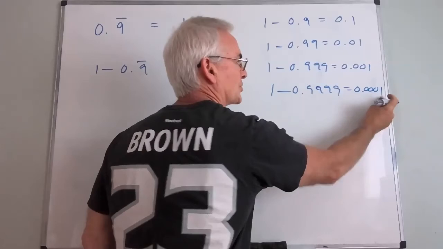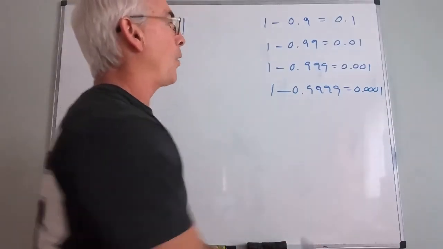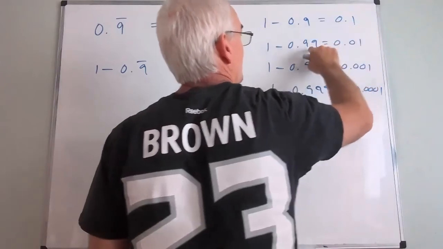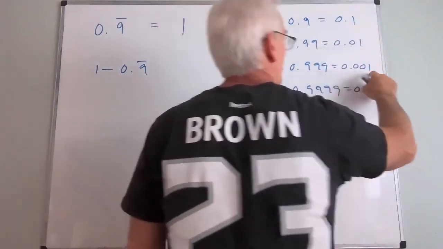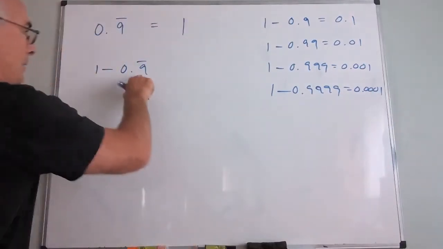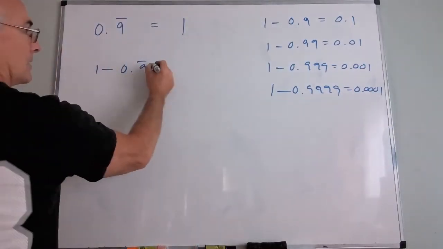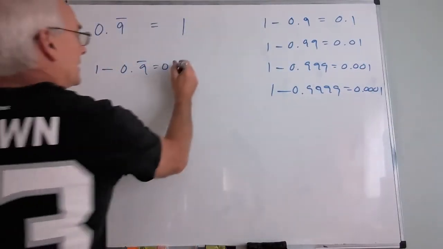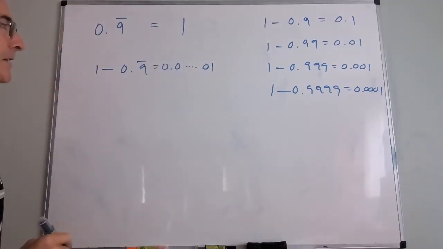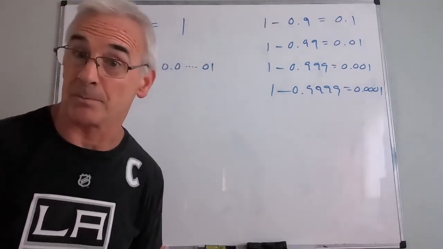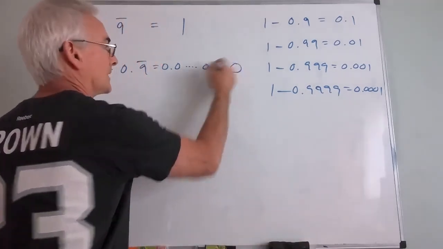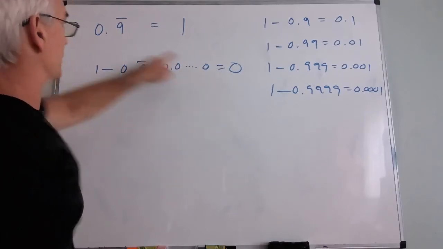when does the first 1 show up? When I had 1 nine after the decimal, it showed up in the first spot. When I had 2 nines, it showed up in the second. When I had 3 nines, it showed up in the third. When I have 4 nines, it shows up in the fourth. How many nines do I have here? Infinite. So when does the first 1 show up? Never. Proof number 1. That is a mathematical proof. If this minus this equals 0, then they have to be equal.